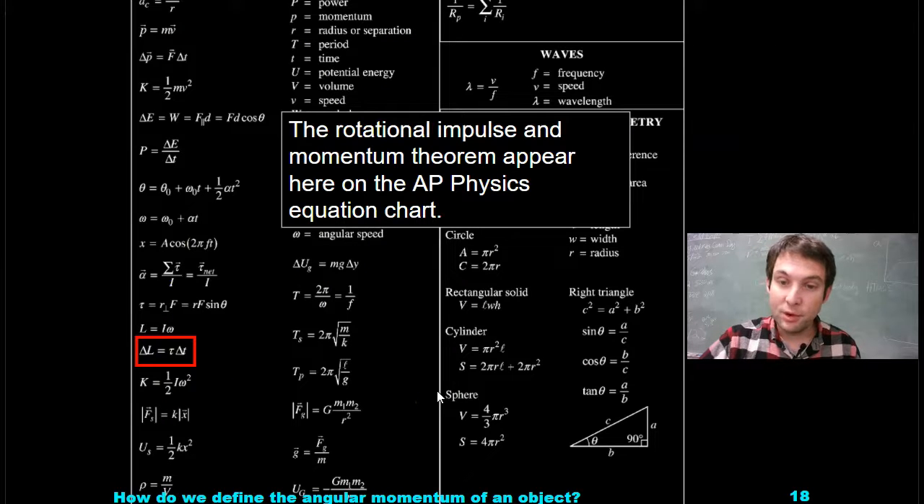Rotational impulse and momentum theorem appear on the equation chart here. L equals tau times delta t.